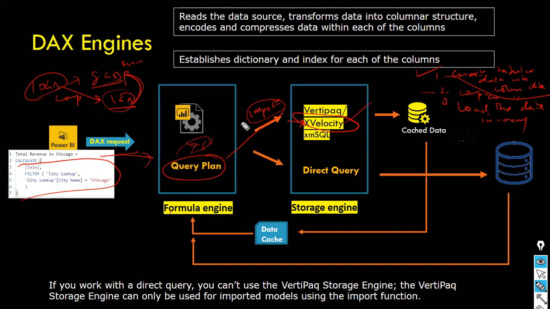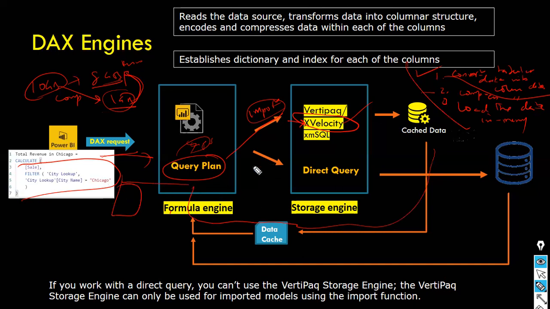In the storage engine, since it's an import mode, the X velocity engine will wake up and carry out these three tasks. Once the compressed data gets loaded in memory, which is nothing but the cache data, the data cache will be sent back to your formula engine. And the formula engine will send this to your visual, your chart or visual. This is what is happening behind the scenes.